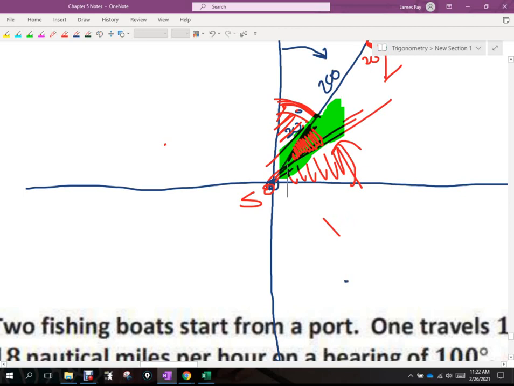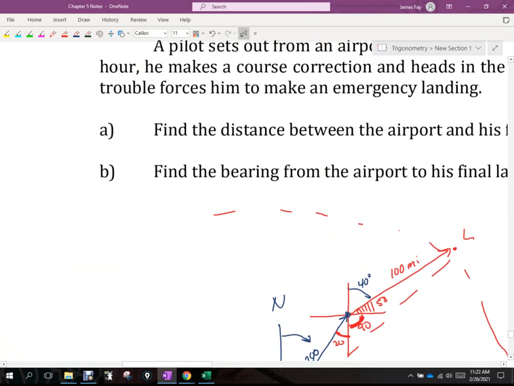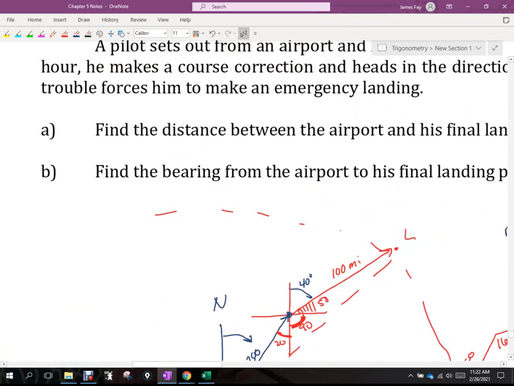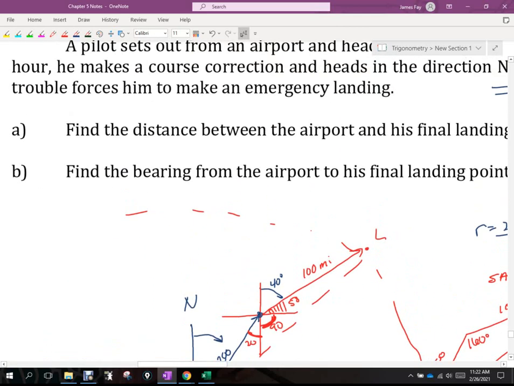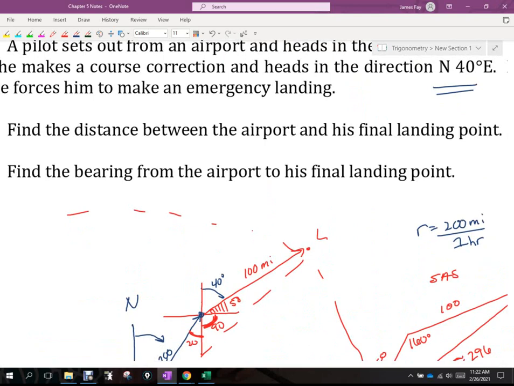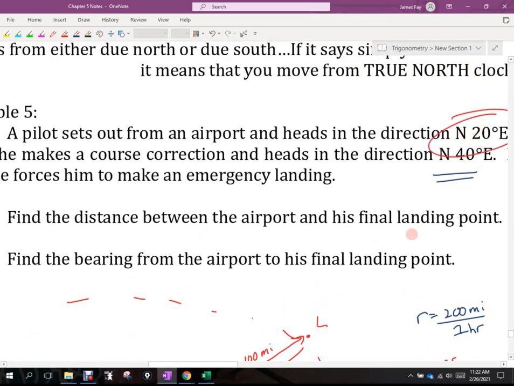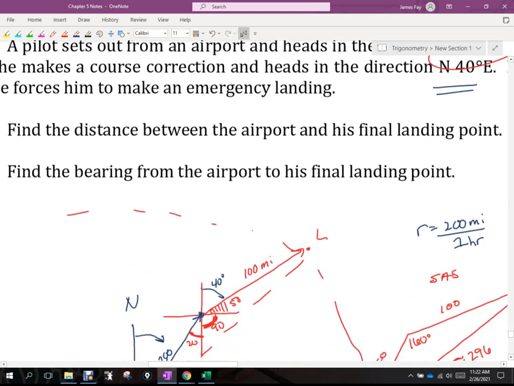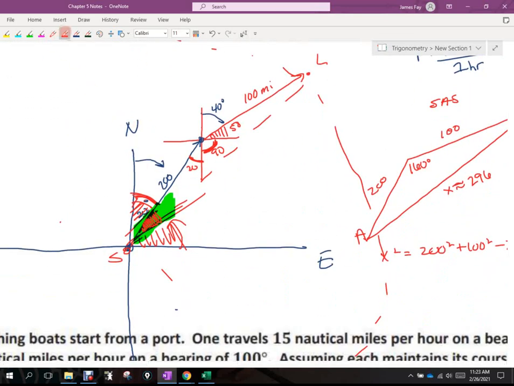Well, if we look at the question, it says find the bearing from the airport to his final landing point. What that really means is they want a result written something like this here. So if I want to take this path right here to that landing spot, I need to know what that angle right there is. Well, it's 20 degrees, because that was the original heading, right? And then this just deviated 6.6 more degrees.